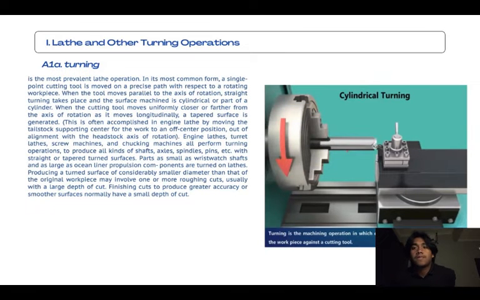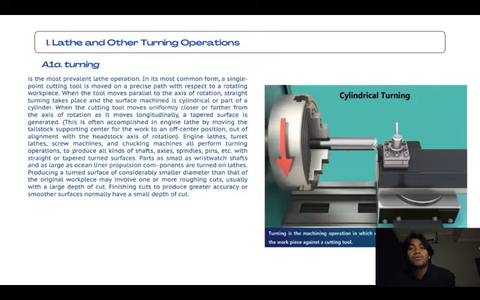Now, in the first topic of lathe and other turning operations, the first subtopic is turning. It is the most prevalent lathe operation. In its most common form, a single point cutting tool is moved on a precise path with respect to a rotating workpiece. When the tool moves parallel to the axis of rotation, straight turning takes place, and the surface machined is cylindrical or parts of a cylinder.